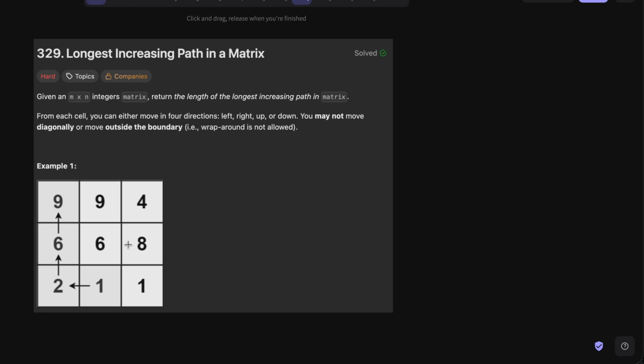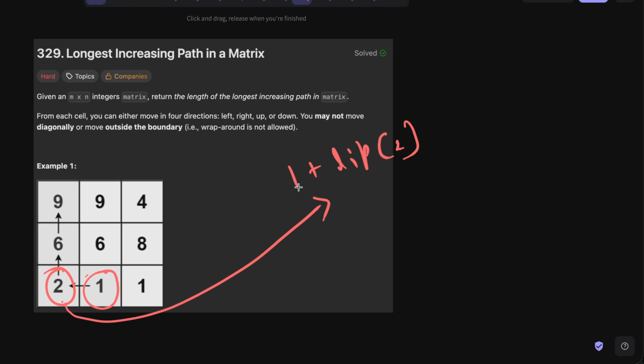And the answer is yes. Yes, we can do better. And we can do better by actually using the first observation that we found. So in the first observation, we know that we can find the longest increasing path from this cell if I just add 1 to the longest increasing path of the next cell, right? So I can just take the longest increasing path from the 2 here and I can simply say LIP of 2 and I can simply add 1 to it and that will give me the longest increasing path from 1. If I go in this direction, then only this is going to be the longest increasing path for 1.